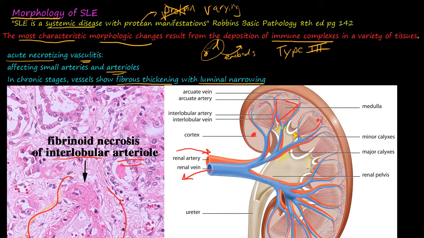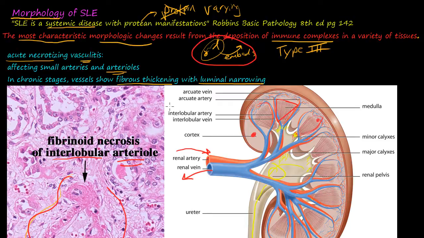Urine's coming out here, and then it comes down to the renal pelvis, which is right here where all of the major calyces collide, and then it goes down to the ureter, down to your bladder, and out your urethra. So that's kind of the anatomy, if you will, of the kidney.